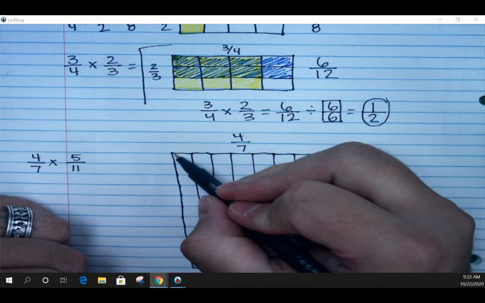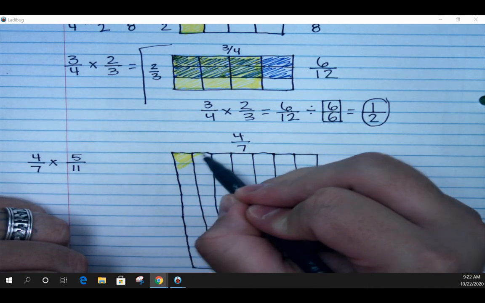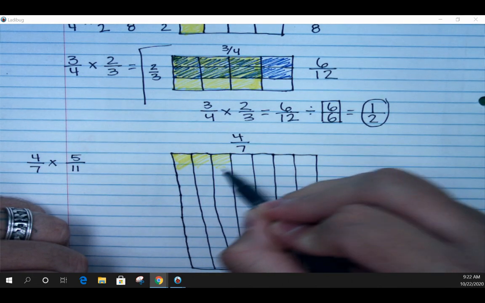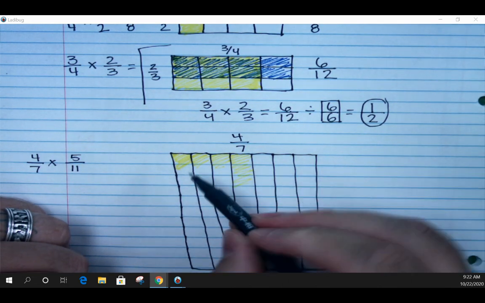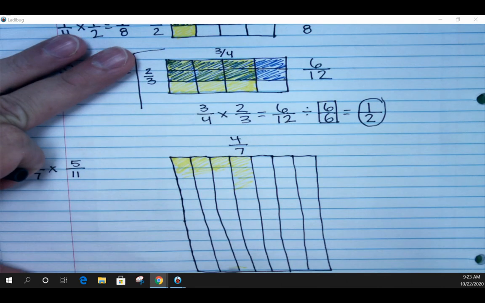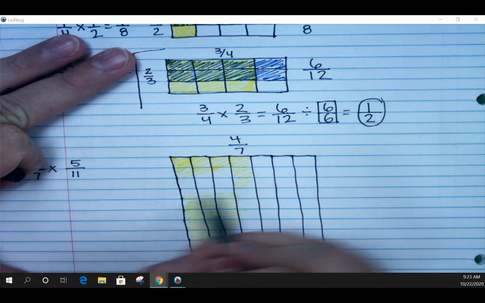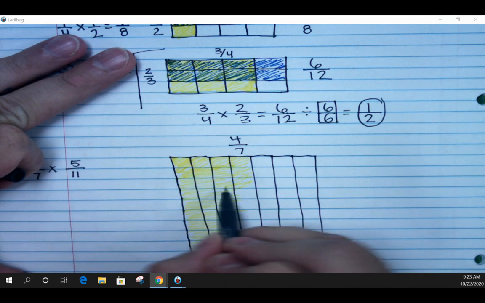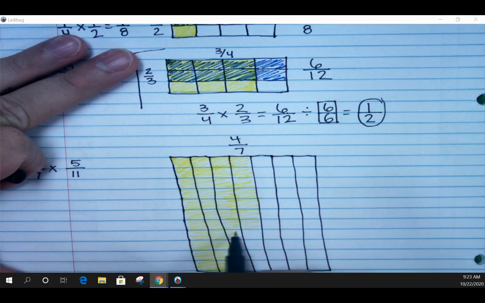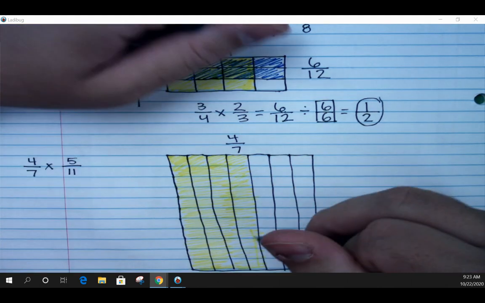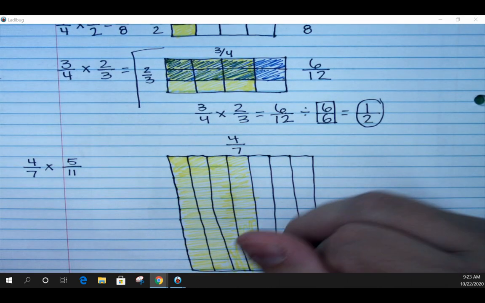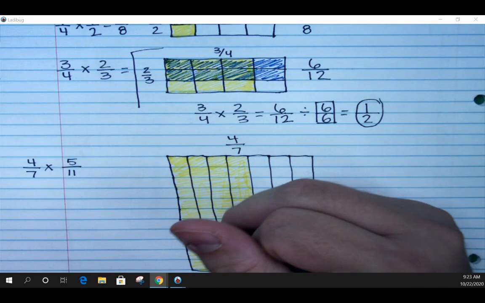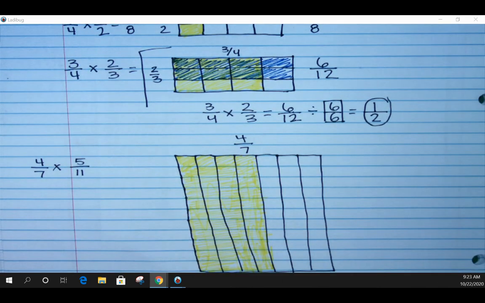Yellow. That's a lot. I'll try to shade them fast. That's kind of cool with the blue lines on the paper. It kind of makes the yellow green because of the blue line. Okay, so there's 4 sevenths. Is everybody good with that? Yes. Now I have to do 11.